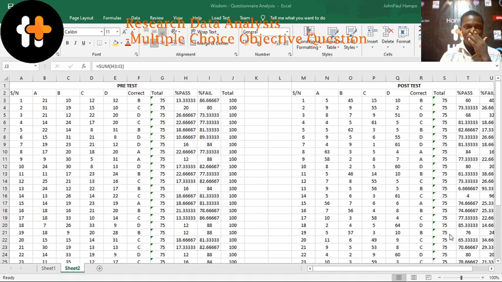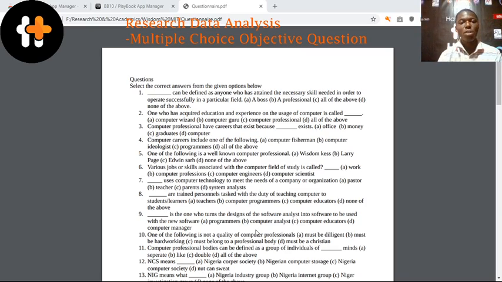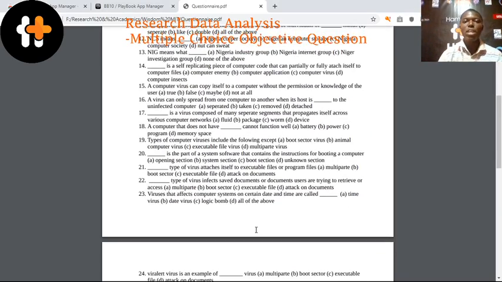So quickly, let me show you the multiple choice objective question, because what you are seeing on the screen now is just the analysis of the multiple choice research question. Now look at the multiple choice questions. It's just an objective question given to students to know if a particular attitude, a particular method of learning, is okay.